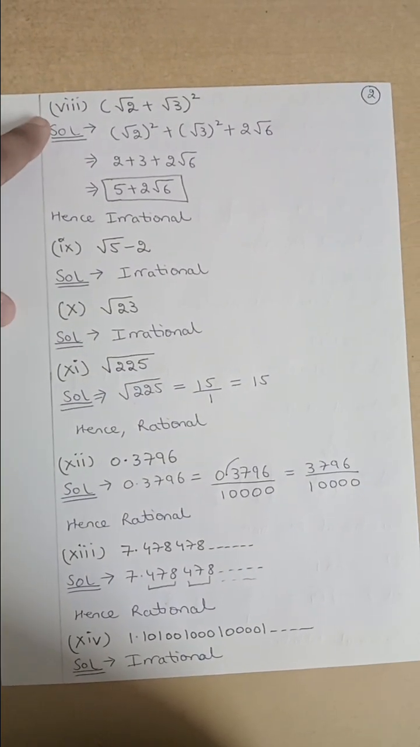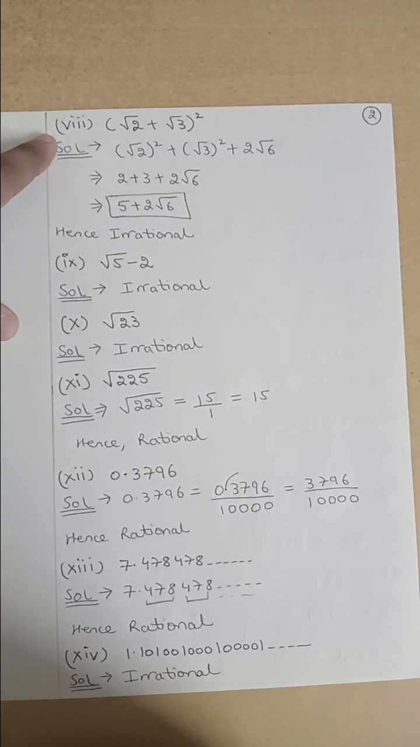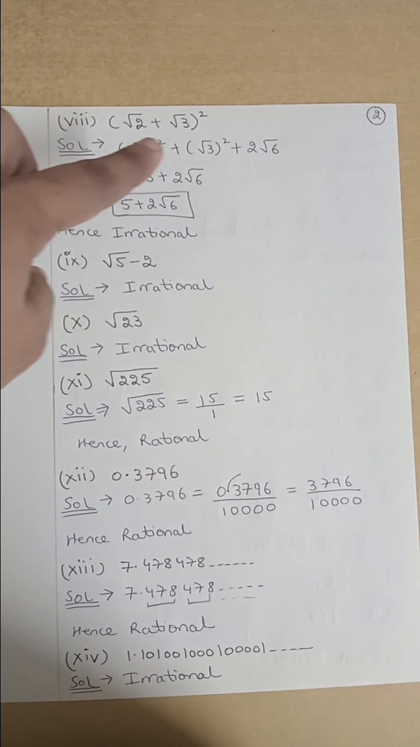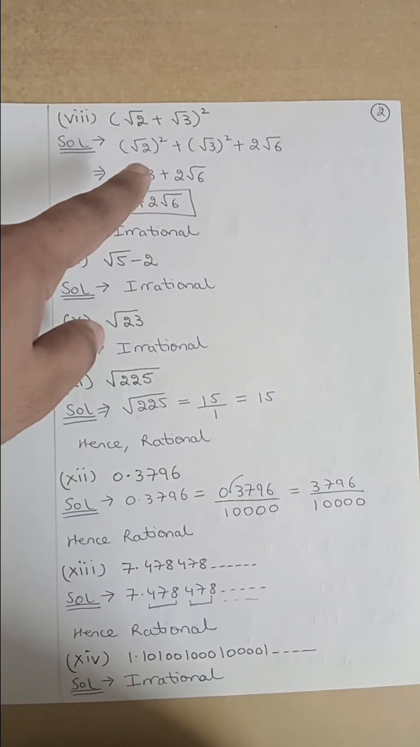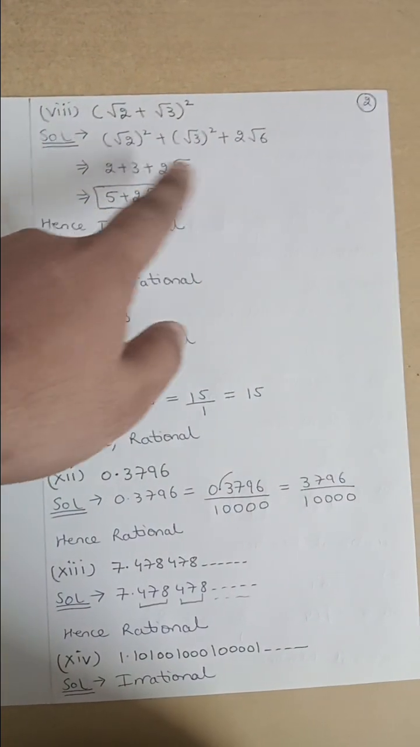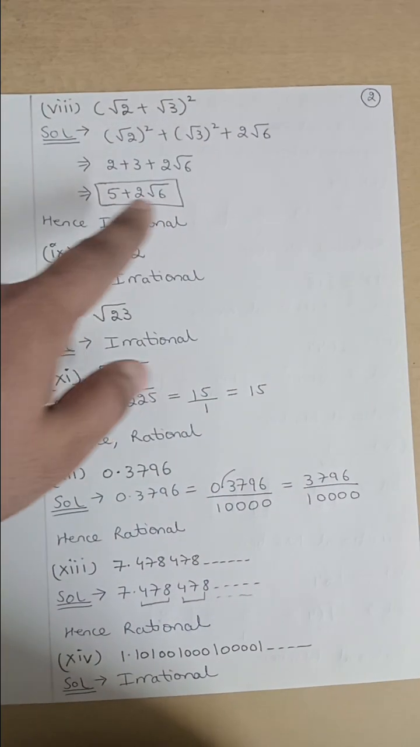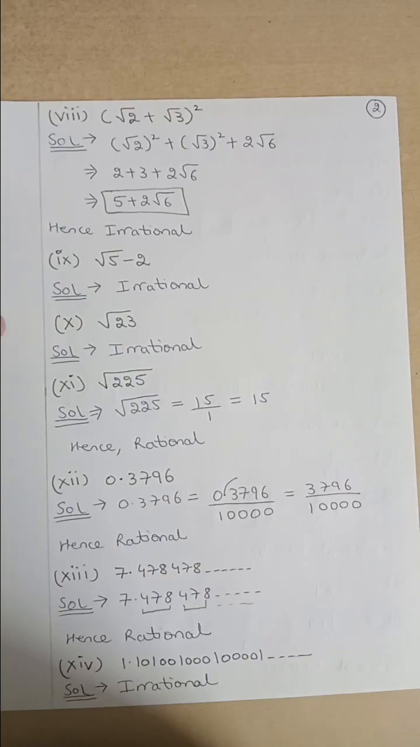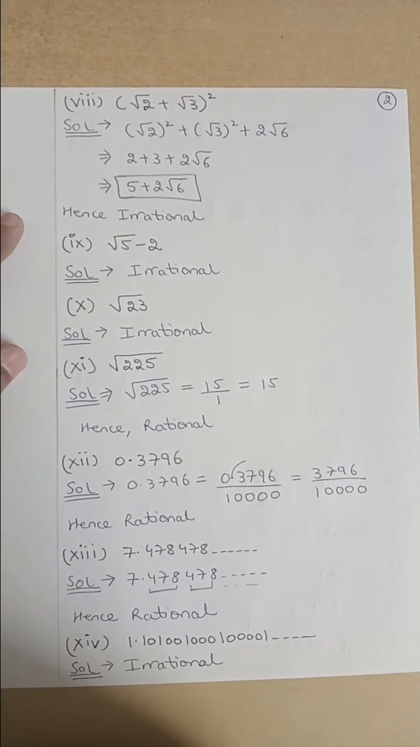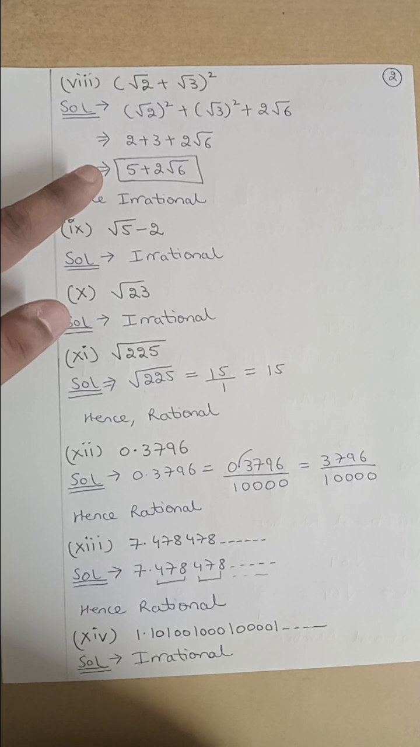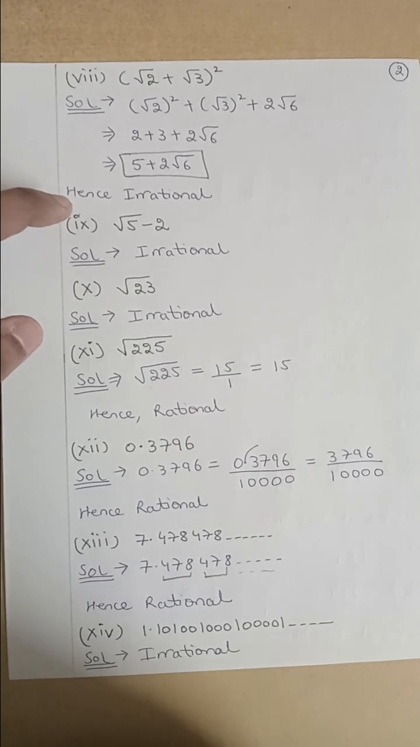Eighth question, root 2 plus root 3 whole square. Again, it is a plus b complete whole square. It can be written as a square plus b square plus 2ab, which is root 2 square plus root 3 square plus 2 into root 6. This comes out to be 2 plus 3 plus 2 root 6, which is 5 plus 2 root 6, hence it is irrational.